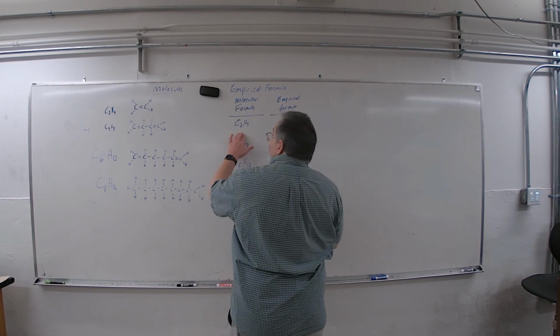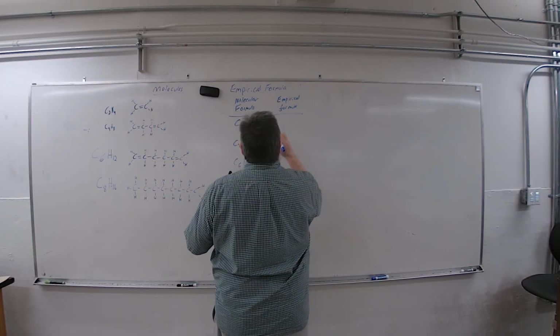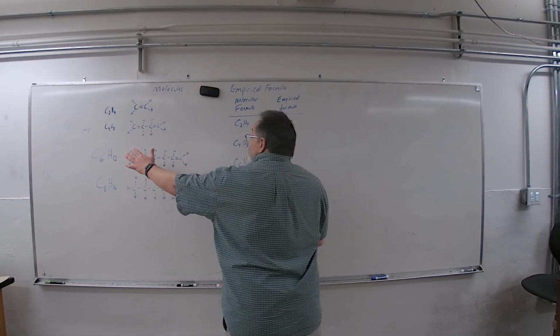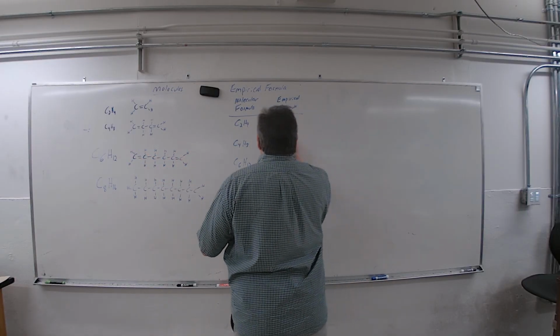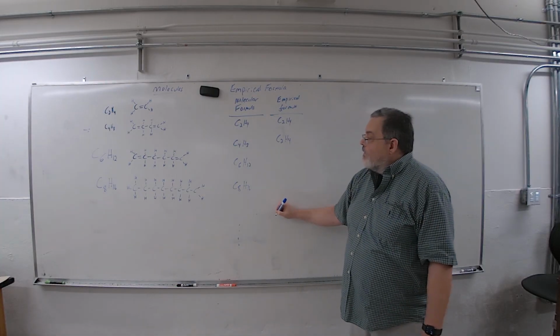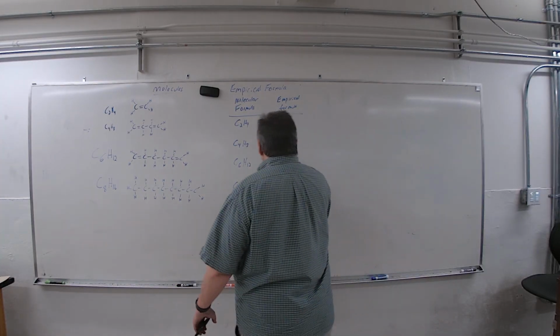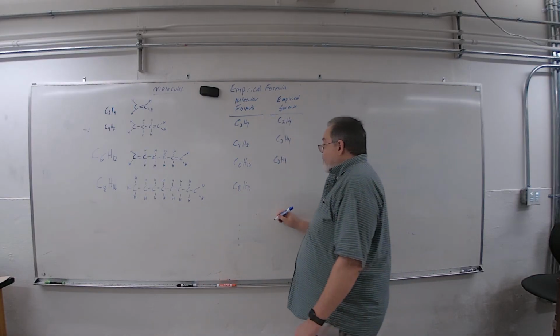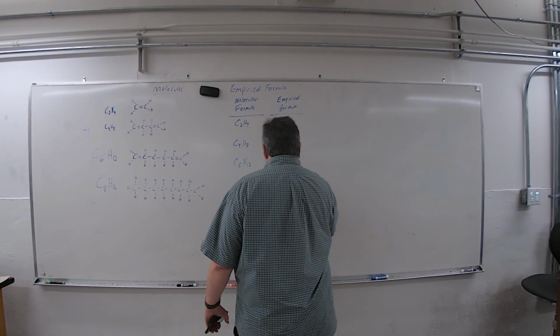So C2H4, there's the structure. Its empirical formula is C2H4. C4H8, its empirical formula is C2H4. The empirical formula of this one is also C2H4. The empirical formula of this one, C2H4.